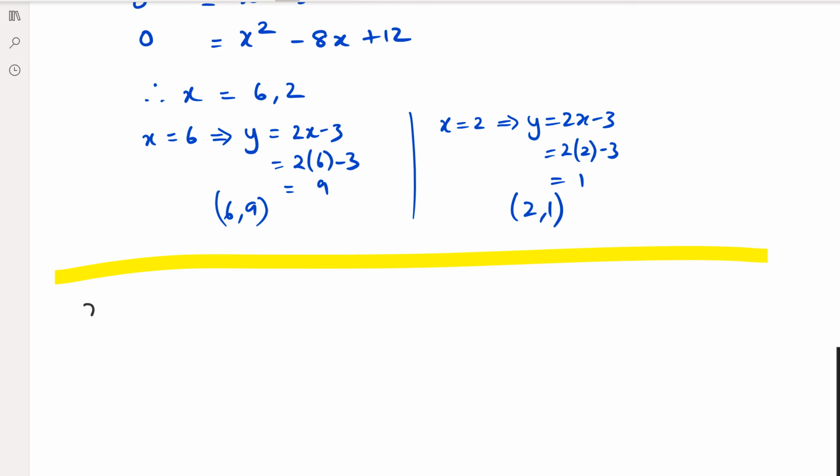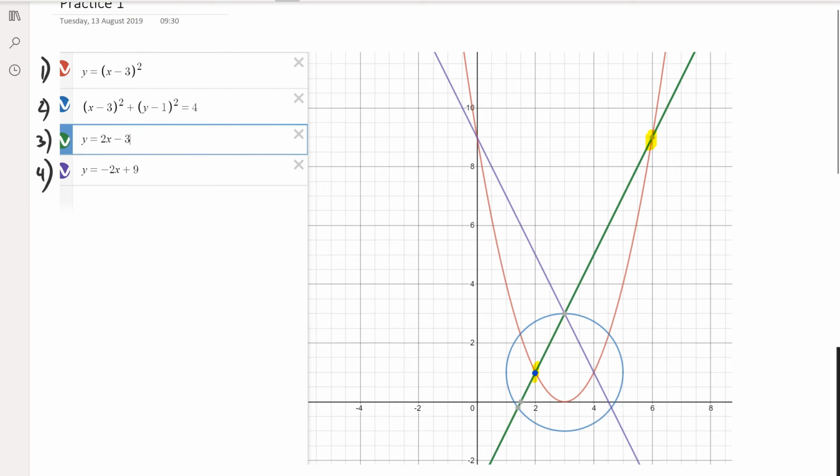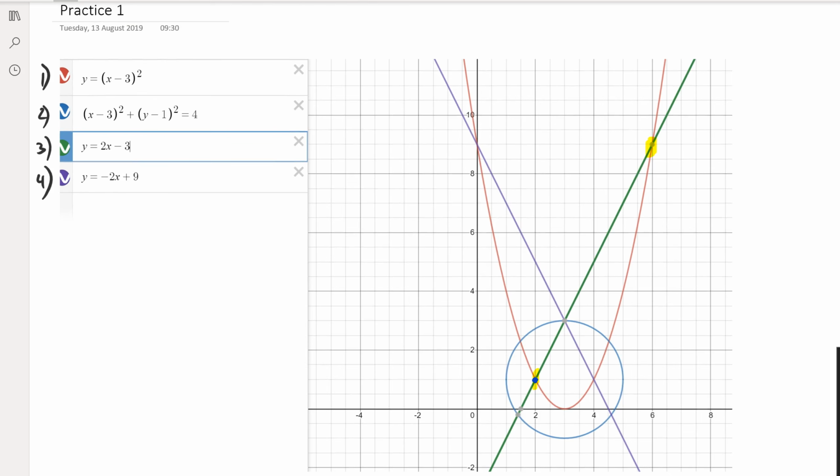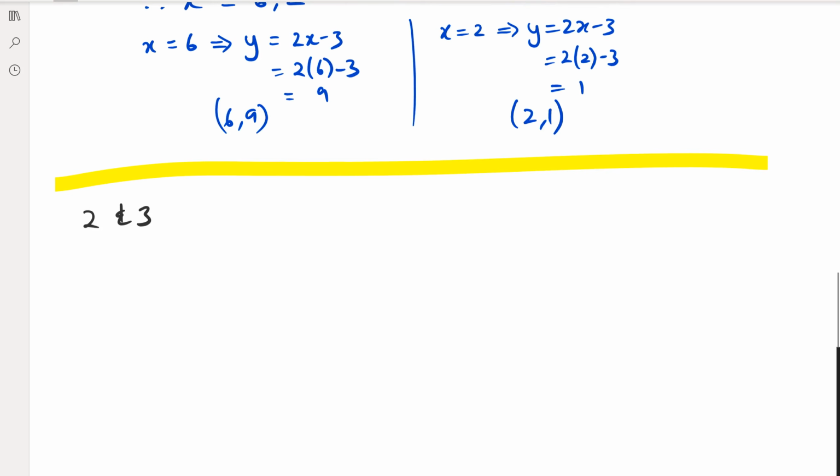So equation 2 and 3. What are my 2 equations there? Give me a second. Okay, so number 2, what we have is the circle and then the straight line again. So we're going to have a look at that.